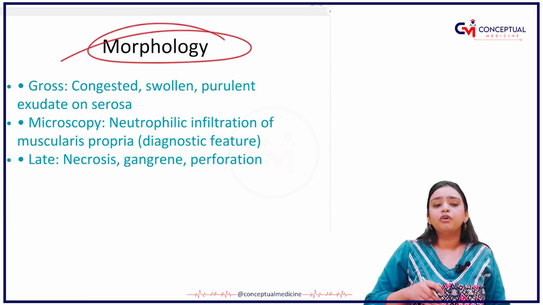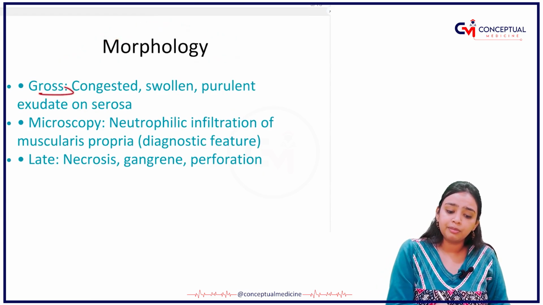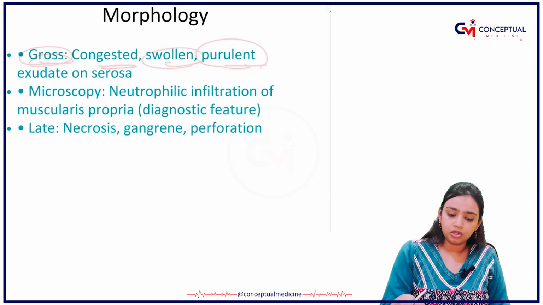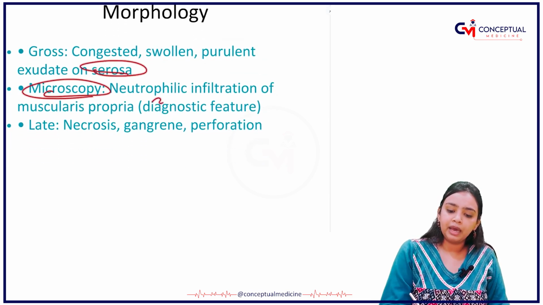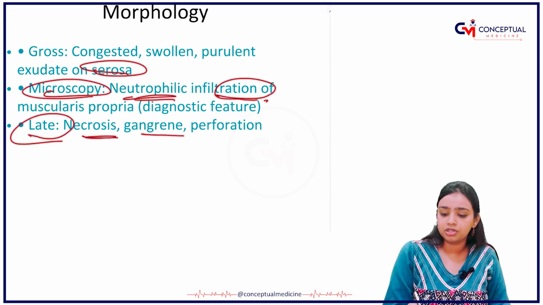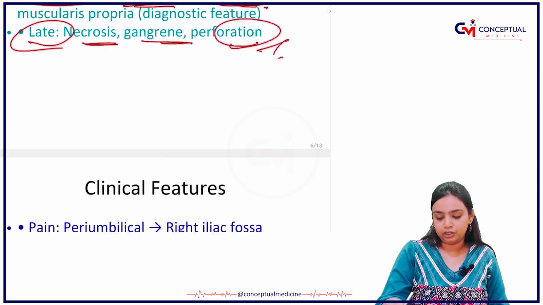Next, you have the morphology. In the morphology, you need to remember the gross: it is congested, swollen, and purulent on the serosa. In the microscopy, I am able to see neutrophilic infiltrates. In the late stage, I am able to see necrosis, gangrene, and perforation.